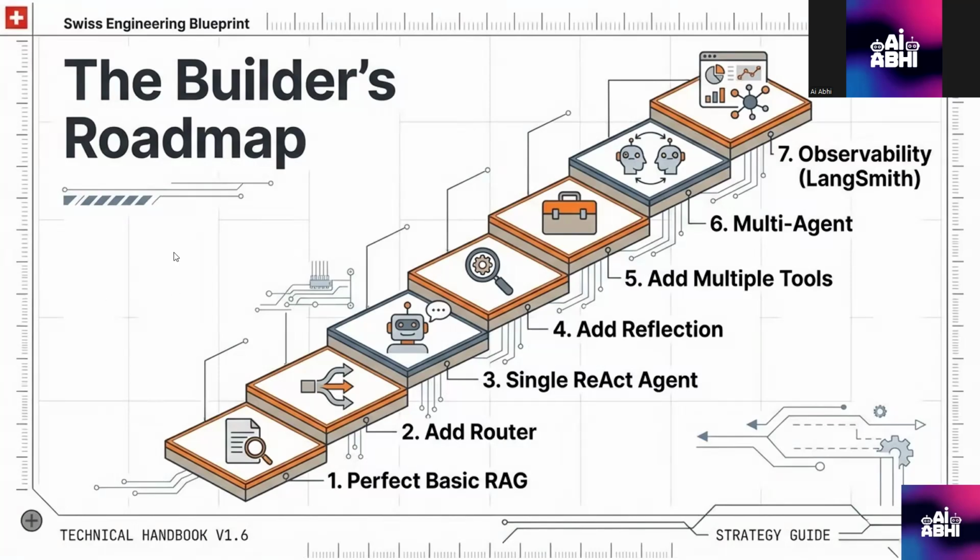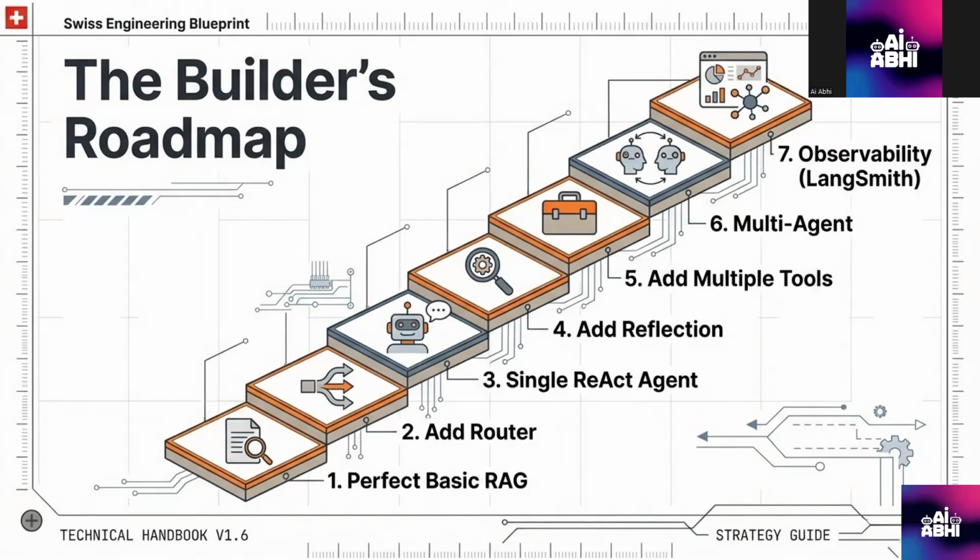Step 2, add a simple router. Classify the incoming queries as simple or complex. Route the simple ones to the existing pipeline, route the complex ones to the agent. Now step 3, build a single ReAct agent, give it access to the search tools and a done action. Let it decide when to search and when to answer. Start with the LangGraph or LlamaIndex agents.